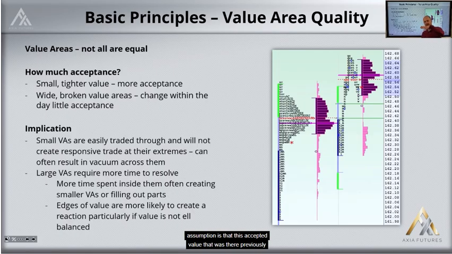But if you approach a very well traded area where people had accepted value and then moved away from it, the assumption is that this accepted value that was there previously doesn't need time traded again, because that was accepted and then proved wrong. So people aren't going to come and accept value back in the same place. The market will sweep through these areas.